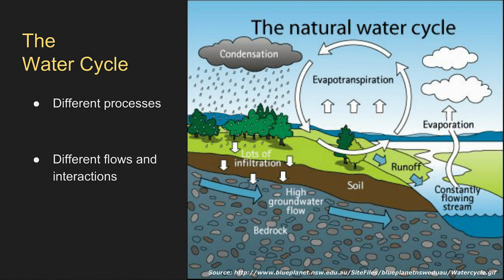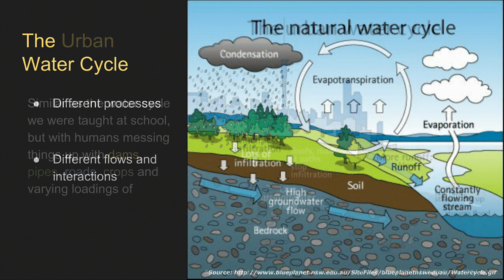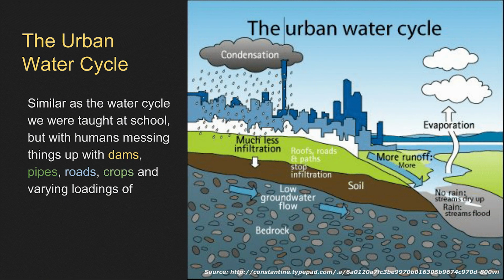We are more or less familiar with the water cycle since our high school days. There are different processes, different flows of water: evaporation, condensation, rivers, runoff, infiltration into the ground, percolation in the ground layers. The urban water cycle, on the other hand, is pretty much the same, except there is human intervention. We have dams, crops, pipes, roads, and we're putting a lot of poop into the water.